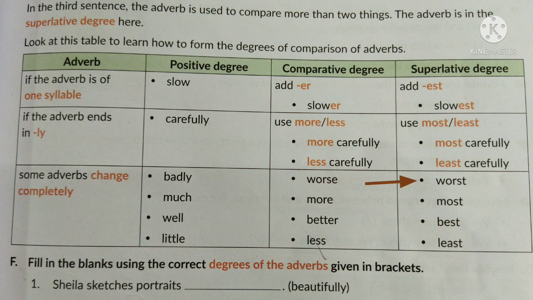Worst will be your superlative degree. Much, more, and most. Most will be your superlative degree. Well, better, best. Best will be your superlative degree. Little, less, and least. The word least will be your superlative degree. So you can notice, students, that the whole spelling, the whole structure has changed. There are some adverbs that change completely in every degree of comparison.